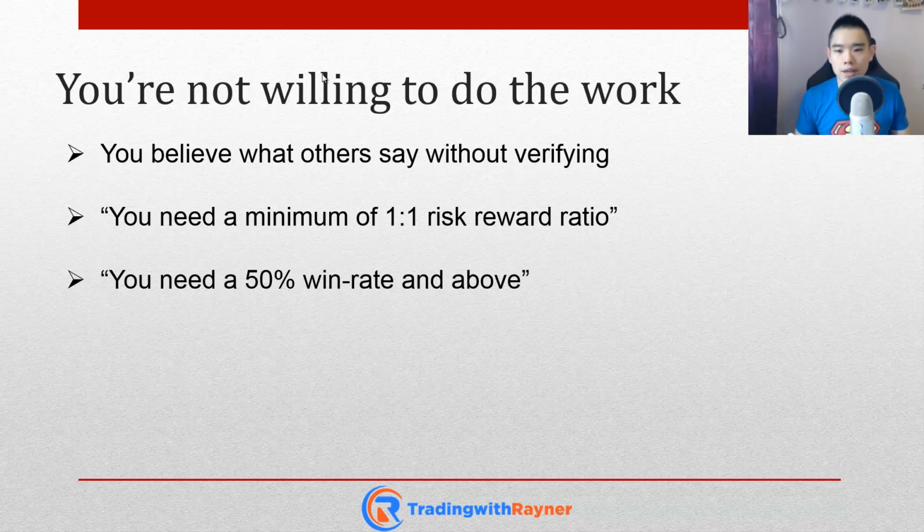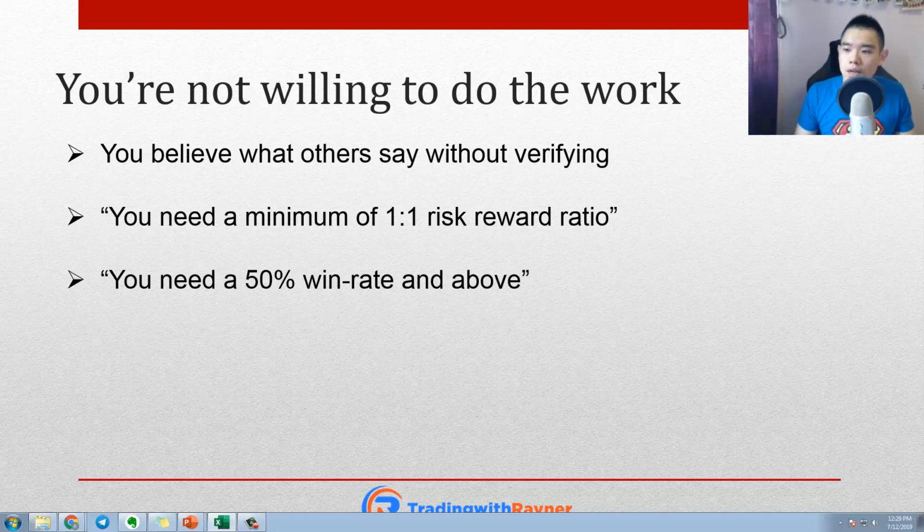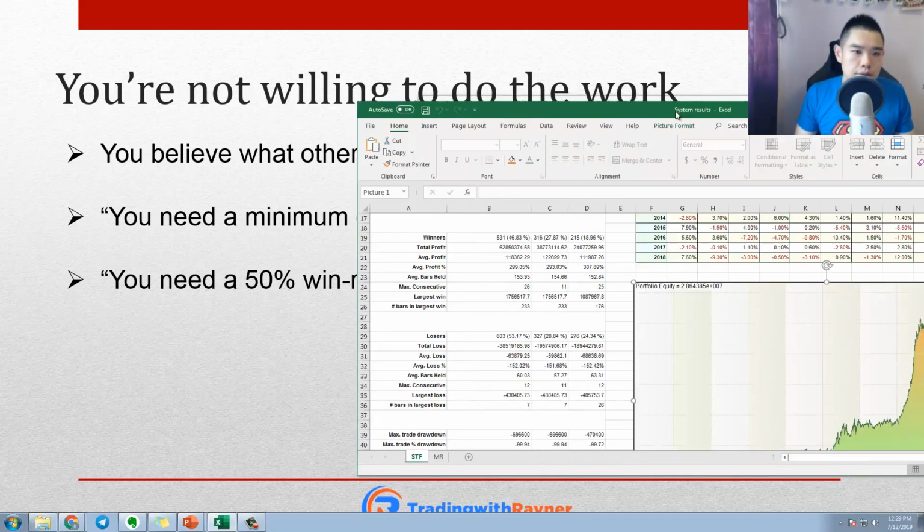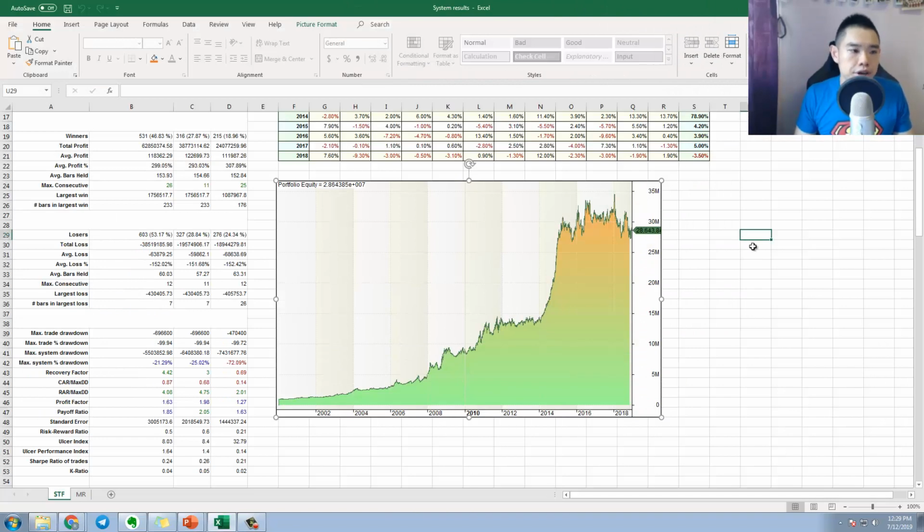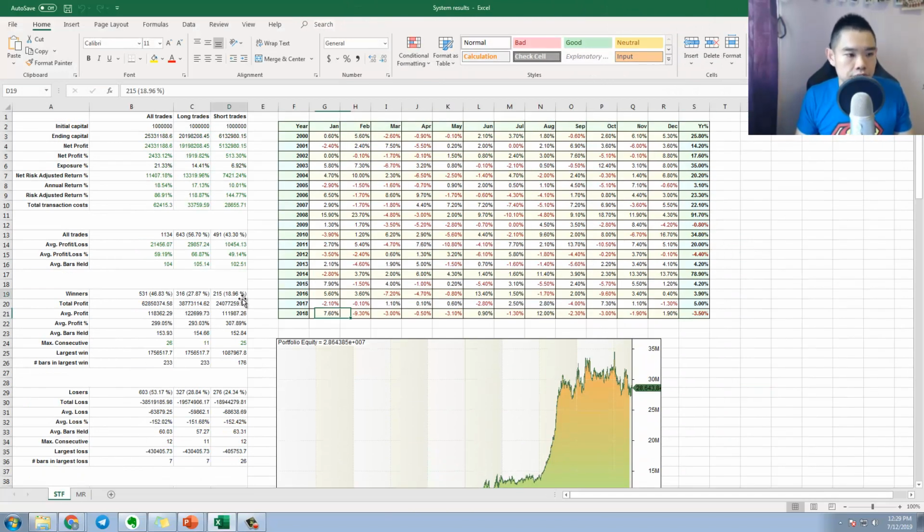For example, what I mean by you believe others without verifying. You've often heard that in order to be a profitable trader, you need to have a minimum of a 1-to-1 risk-reward ratio, or you need a minimum of a 50% win rate. Really? So let's put it to the test. I just pull this up over here. There's a couple of trading systems I've developed. This is a systematic trend following system, and you can see that the win rate is about 46.83%. It's less than 50%. It loses more than half the time.